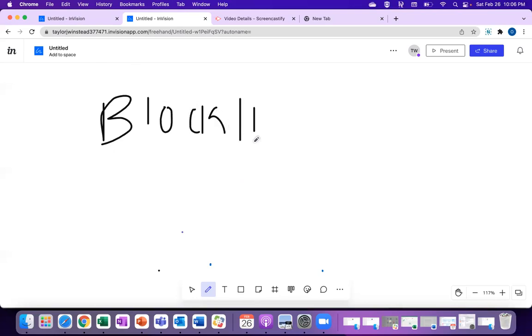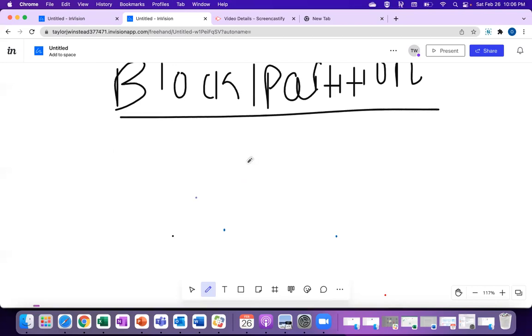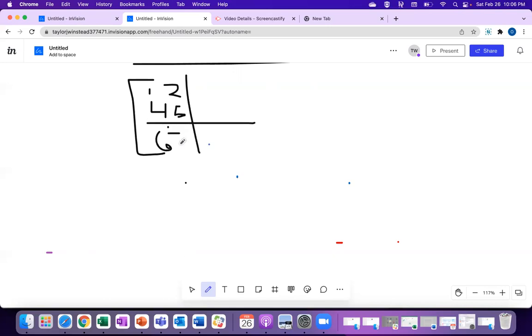I'm going to write that out in big letters so we don't forget it. A block, a partition. Okay. So this is when we have a matrix that is something like this. 1, 2, 4, 5, 6, 7, 9, 3, 6.